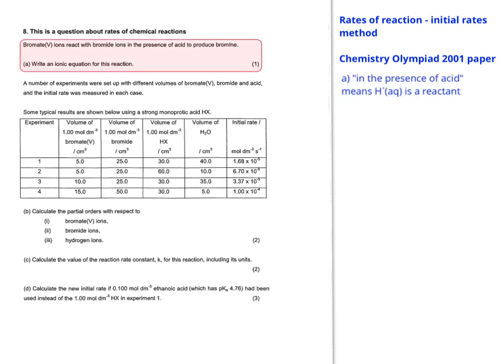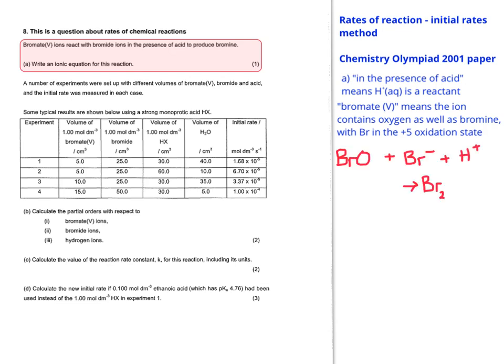So looking at the first part of the question, it says bromate 5 ions react with bromide ions in the presence of acid to produce bromine. So in the presence of acid means H plus aqueous is a reactant. And you might not have come across bromate 5, but basically that means it's an ion that contains oxygen and bromine with Br in the plus 5 oxidation state. So essentially, they're giving you all the things that are going to be in the equation, but in words. So you have to process what they've given you in words to turn it into an actual equation.